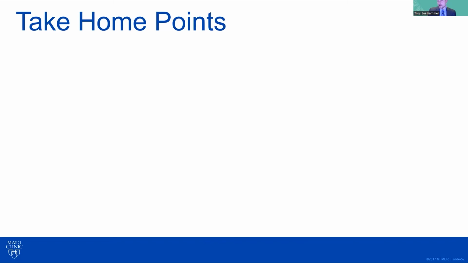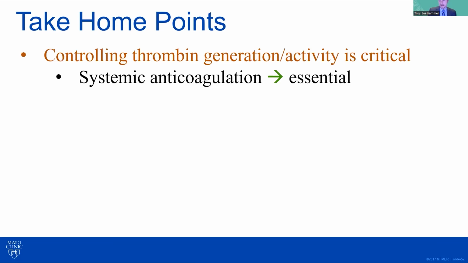Last slide, just to draw your attention to some take-home points. It's essential to control thrombin. It's really your enemy for mechanical circulatory support. Recall that ECMO is a classic model of contact phase activation, and so systemic anticoagulation is essential. At least it usually is.